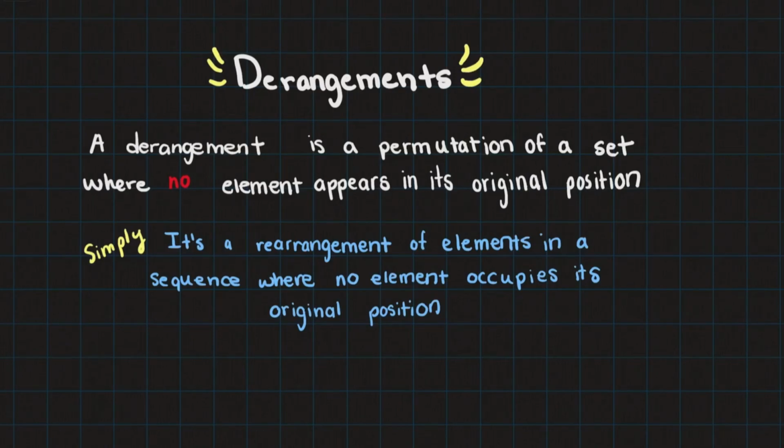Today we will be talking about derangements. A derangement is a permutation of a set where no element appears in its original position. Simply, it's a rearrangement of elements in a sequence where no element occupies its original position.